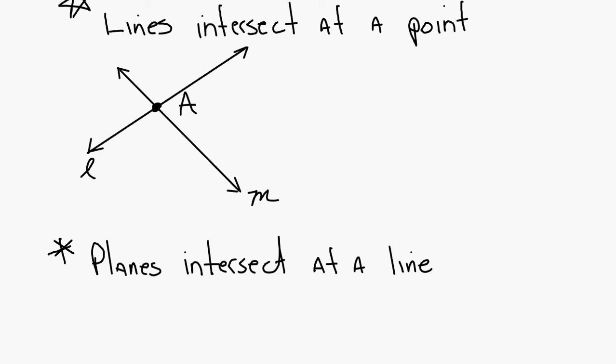So if you're asked to describe where planes intersect, your answer has to be the description of a line, which is two uppercase letters, 2 points on the line, or a lowercase script. If you're asked to describe where 2 lines intersect, your answer is going to be a point. Okay?